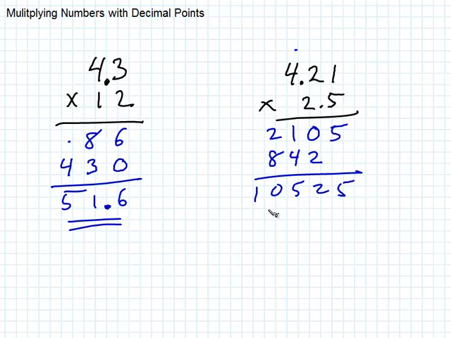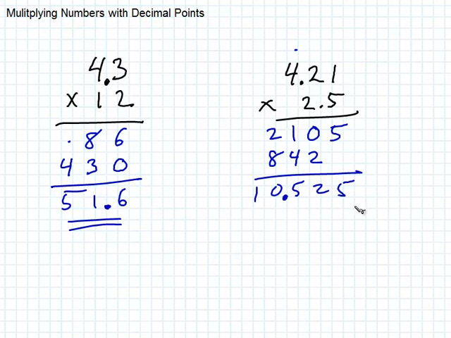10,525 is the wrong answer because it's the answer to the wrong problem. 421 is much bigger than 4, and 25 is much bigger than 2.5. So this answer is much bigger than it should be. So count up the places behind the decimal point for both of these. Here's 1, 2, 3. So there's 3 places past the decimal in the problem. So we start at the end and we move it 1, 2, 3, and that makes the answer 10.525.